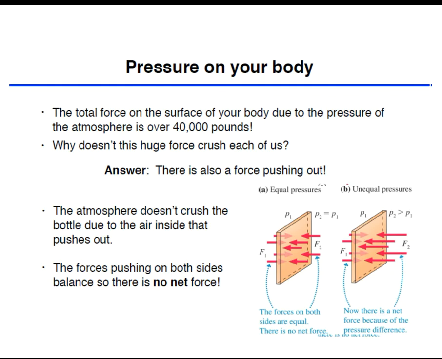Okay, so moving on. If I mentioned that 15 pounds per square inch and we added up all the surface area of our body, we'd find that there's about 40,000 pounds pushing on us from all directions. And so, why doesn't this crush us? It's because our body is also able to push back with that much force. And so that's kind of amazing. Thank you, body, for protecting us from the crushing of the atmosphere. If it were crushing us, we wouldn't be here.